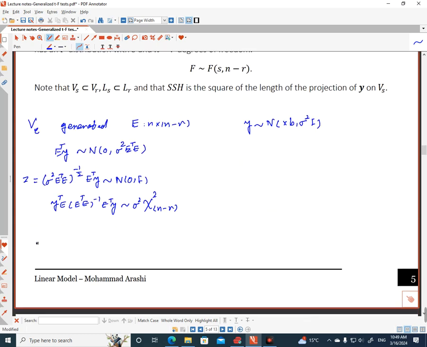Once again, let's recall the covariance of T prime y and E prime y. You can easily write it as T prime E sigma square, which is equal to 0, because T is in VR and E is in VE, so they are mutually orthogonal. So I can conclude that T prime y is independent of E prime y, and consequently T prime y is independent of SSE.